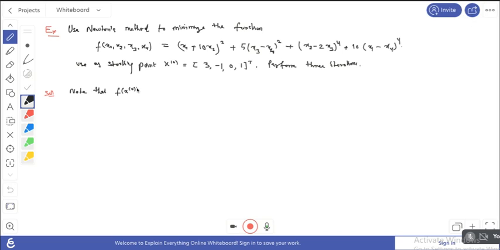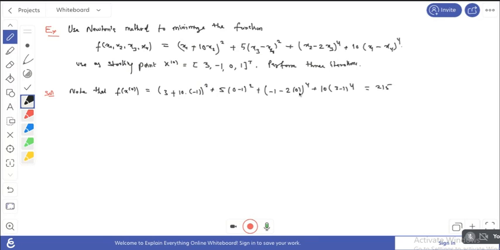If we put x naught here, then this value is equal to 3 plus 10 into minus 1 square plus 5 into 0 minus 1 square, and here minus 1, and here minus 2 into 0 to the power 4, plus 10. Here we're simply putting x1, x2, x3 and x4 from this x0 into this equation, 10 into (3 minus 1) to the power 4. On solving, this equals 215.